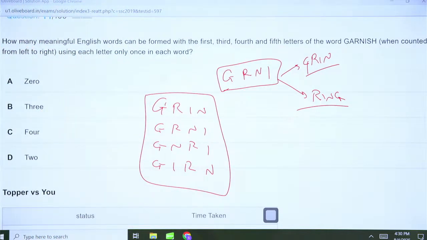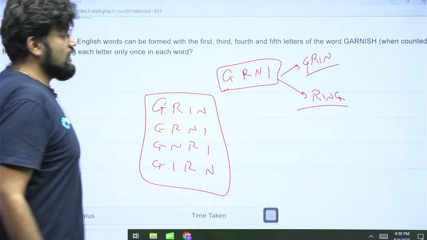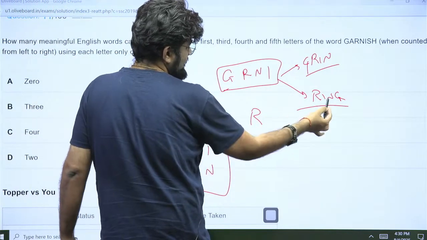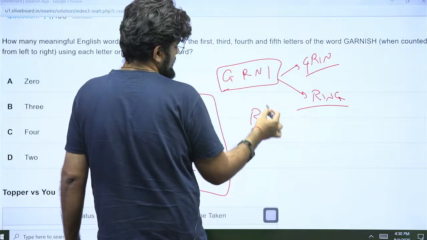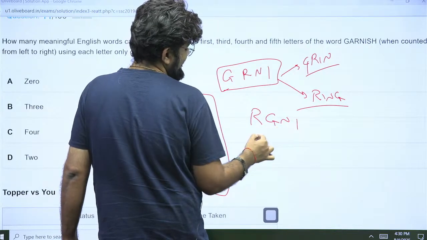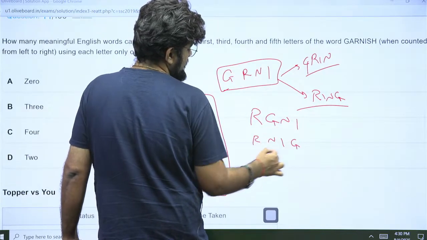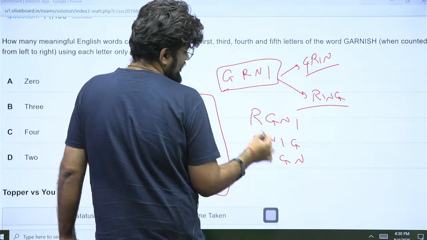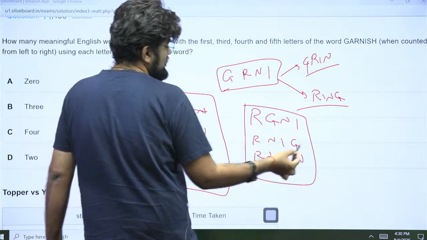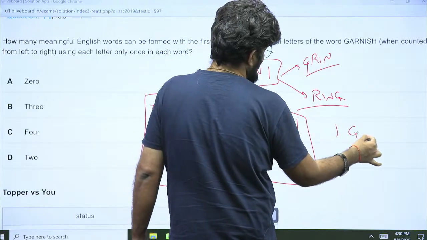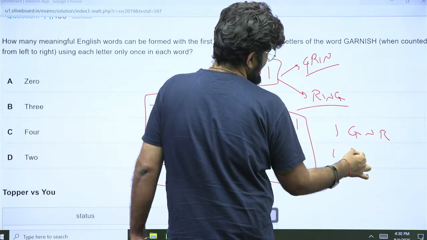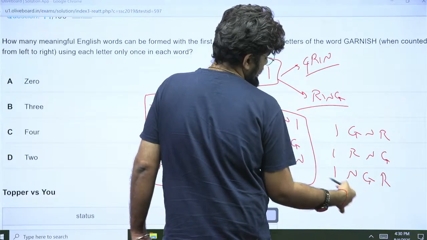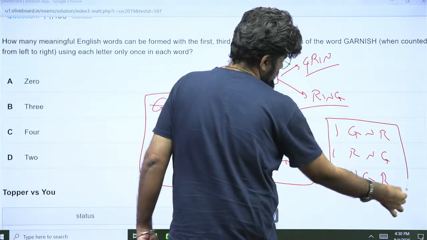Is anything coming to your mind? No. Okay, common words which you should know. Then R, and don't write these words again, otherwise you'll get confused. So R-G-N-I, R-N-I-G, R-I-N-G we have already done, R-I-G-N. Anything which comes to your mind here? Then you start with I. I don't think with I-G-N-R, I-R-N-G, I-N-G-R. Any word is going to come to you with these combinations?